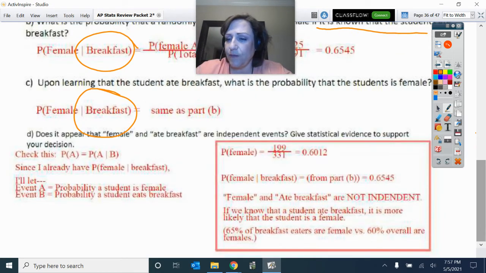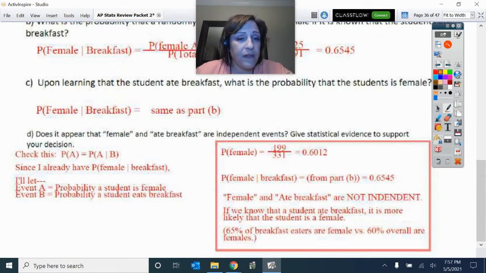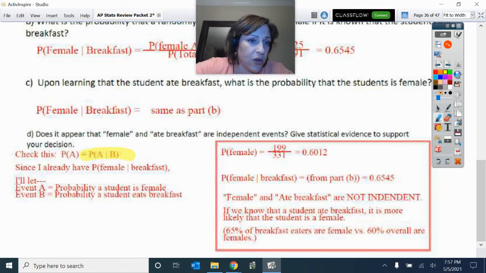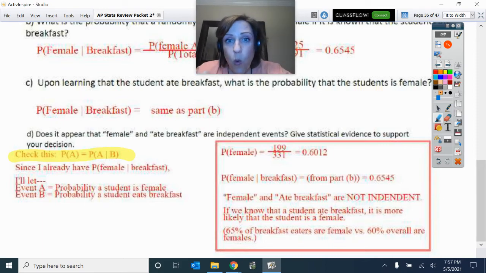All right, now, here we have the question about, are these events independent? You could also say, are they related? Is there an association between gender? Okay, so those are other words they could have asked, and you would do the same thing here. So we know that we must check this particular situation right here. That is the requirement for the check on this.